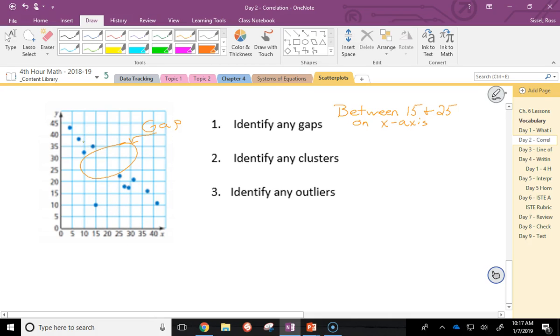Then I'm going to do the exact same thing on the y-axis. Between blank and blank on a y-axis. Look at yours and see, can you identify where do you think the gap is on the y-axis? Look at our circle that we identified. What would that be on the y-axis?